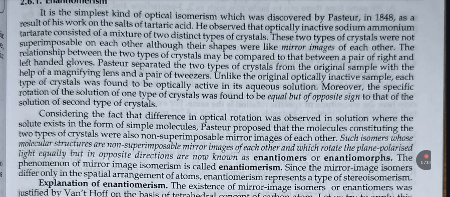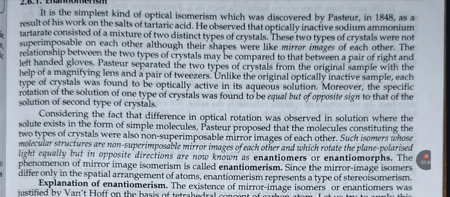Moreover, the specific rotation of the solution of one type of crystal was found to be equal but of opposite sign to that of the solution of the second type of crystal. Considering the fact that difference in optical rotation was observed in solution where the solute exists in the form of simple molecules, Pasteur proposed that the molecules constituting the two types of crystals were non-superimposable mirror images of each other.